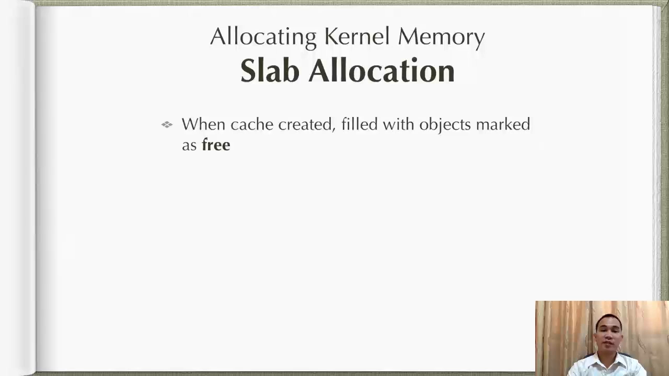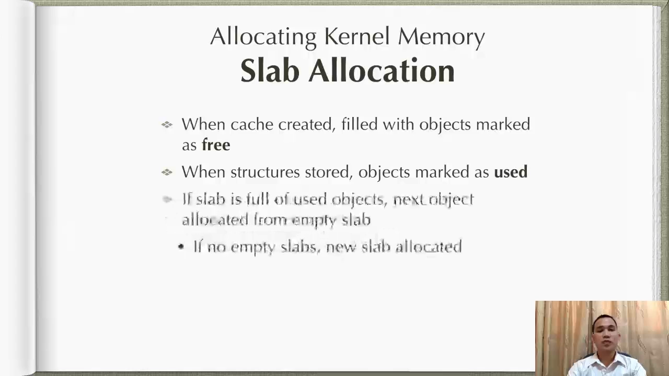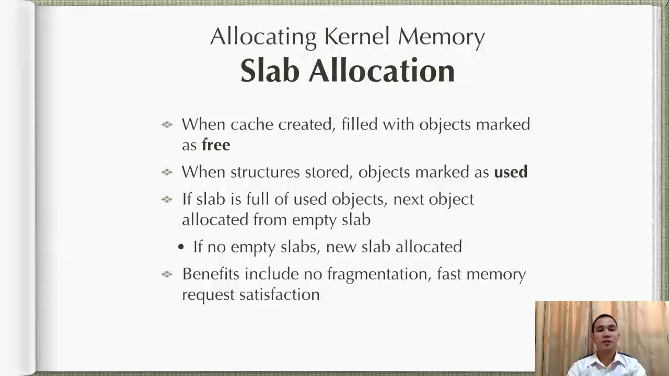When a cache is created, it is filled with objects marked as free. When structures are stored, objects are marked as used. If a slab is full of used objects, the next object is allocated from an empty slab. If there is no empty slab, a new slab is allocated. Here, the benefits include no fragmentation and fast memory satisfaction.